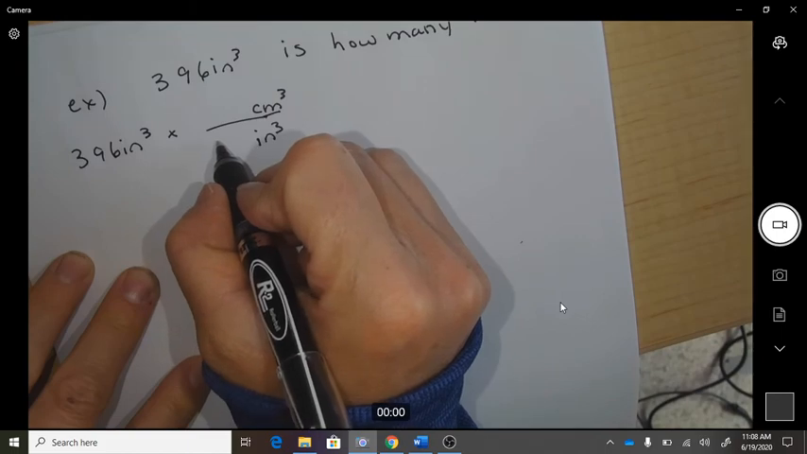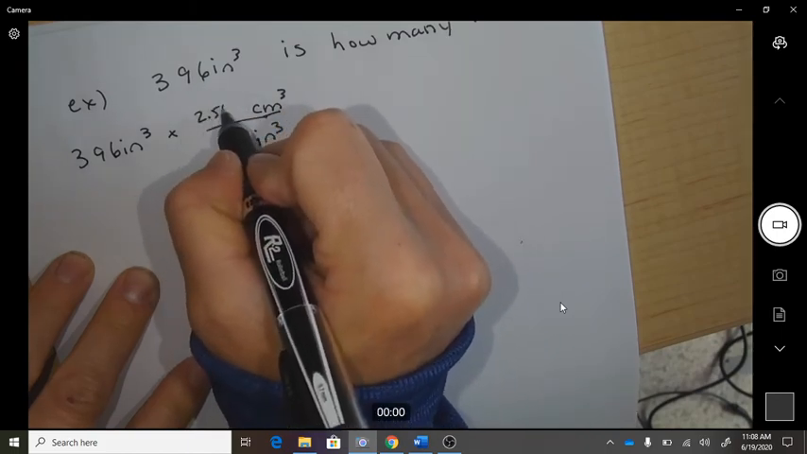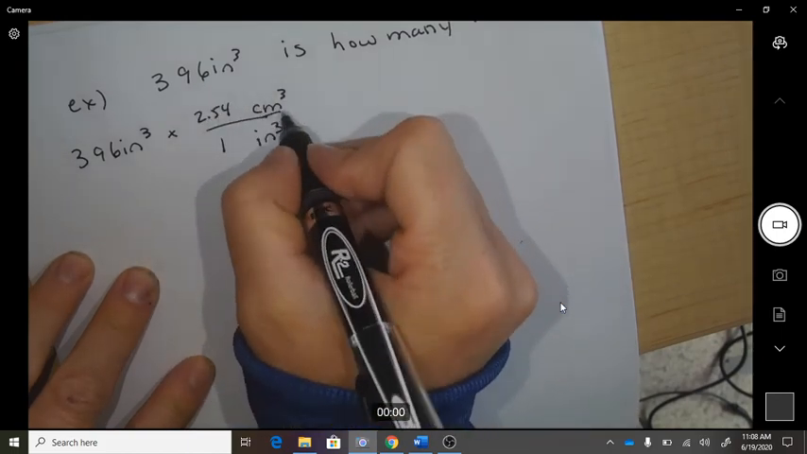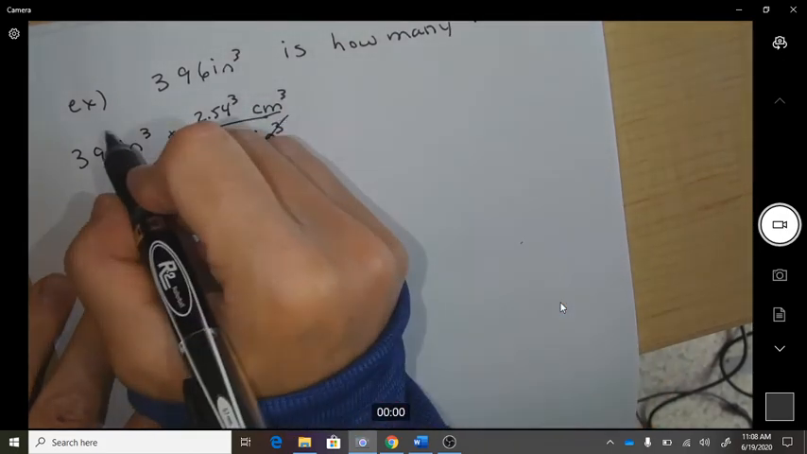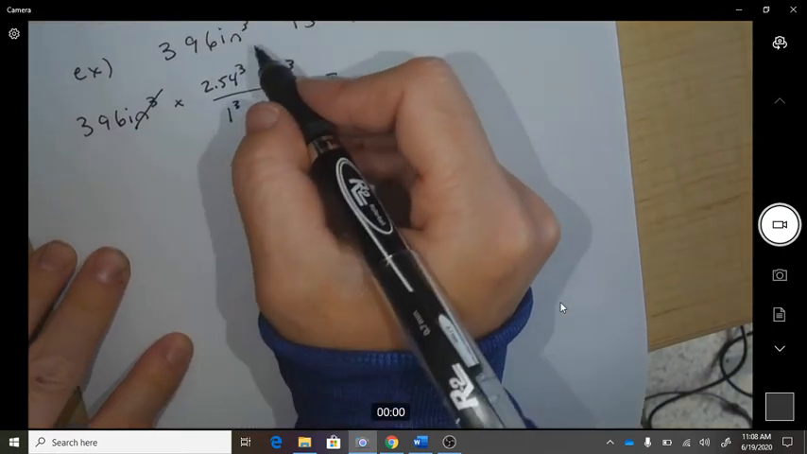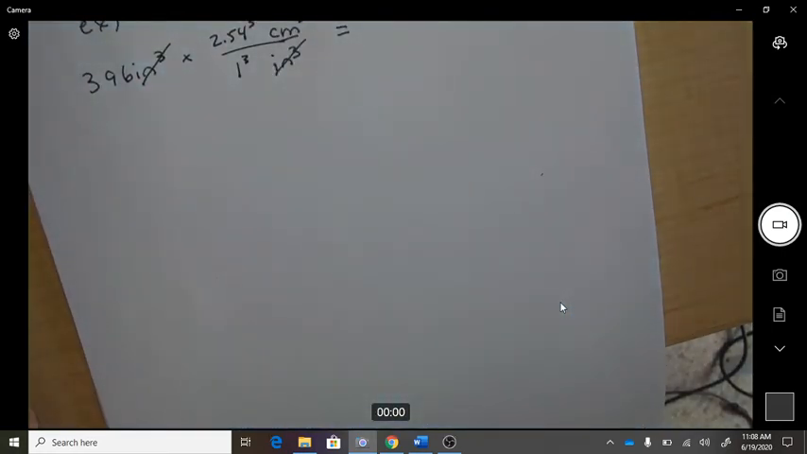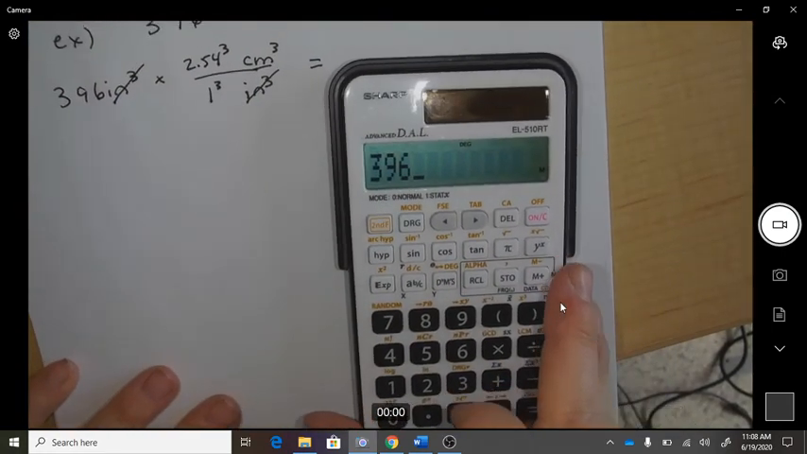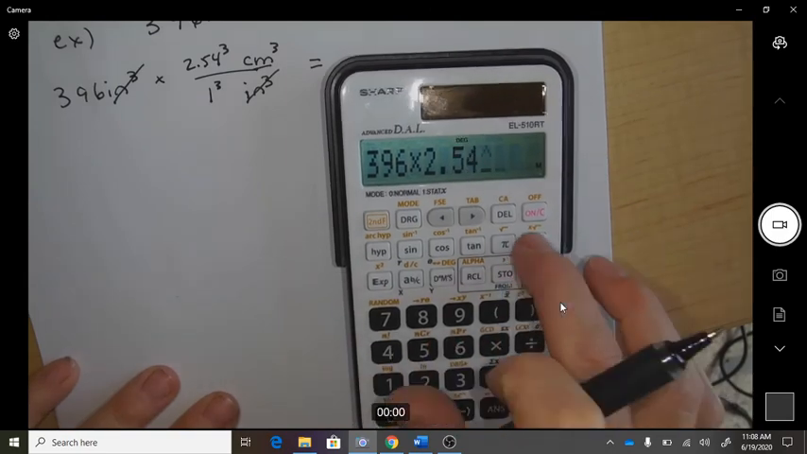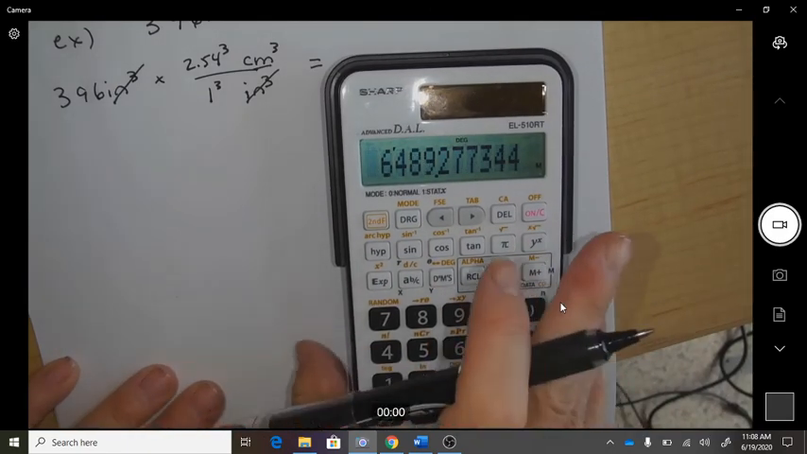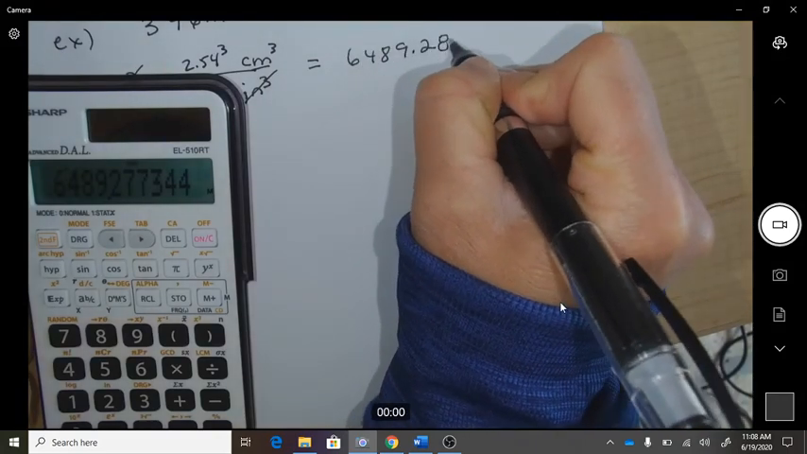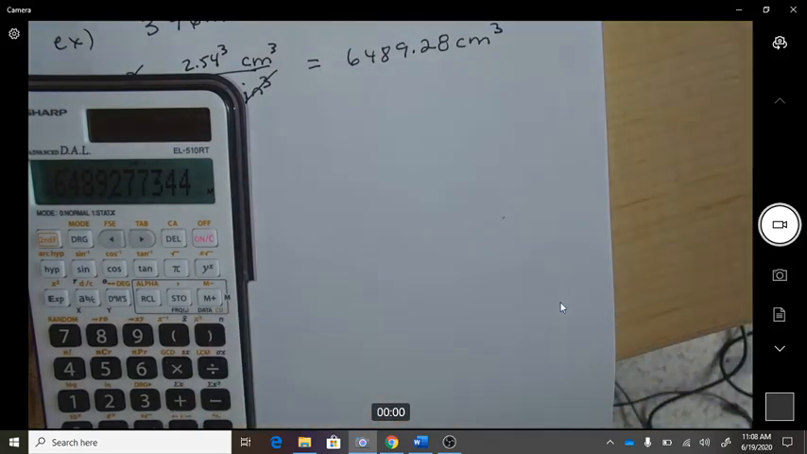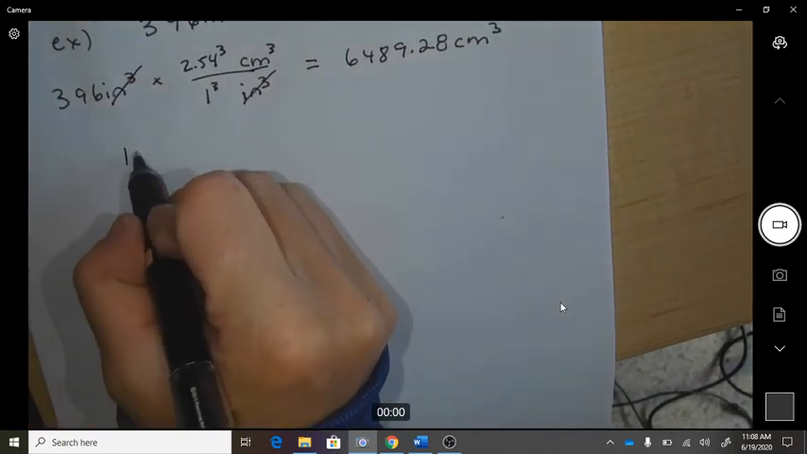So what do I know? I know 1 inch is 2.54 centimeters. Since they're cubed, I will cube those numbers. Getting rid of that, so I have to do 396 times 2.54 cubed. So that's cubic centimeters.